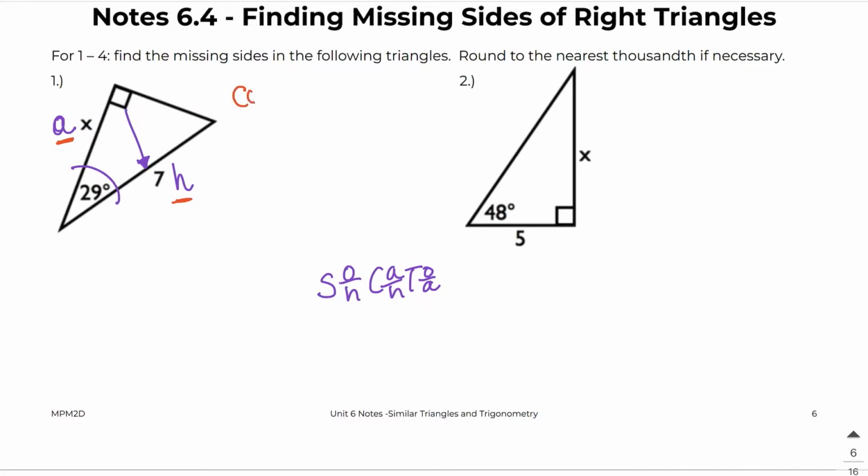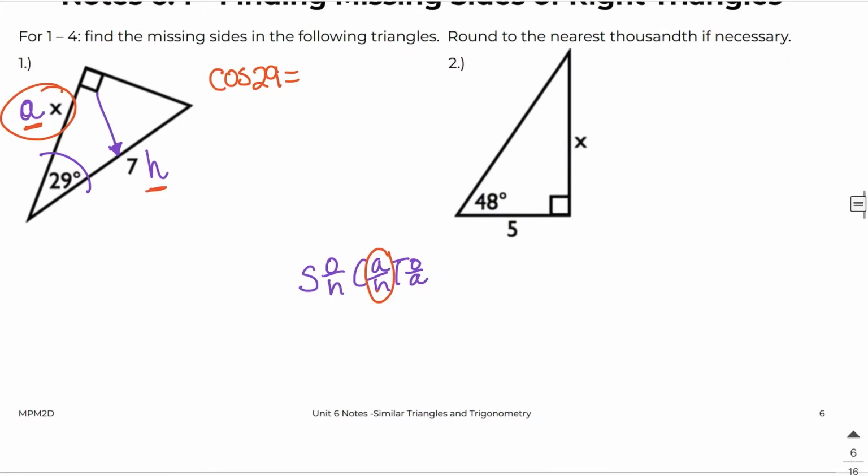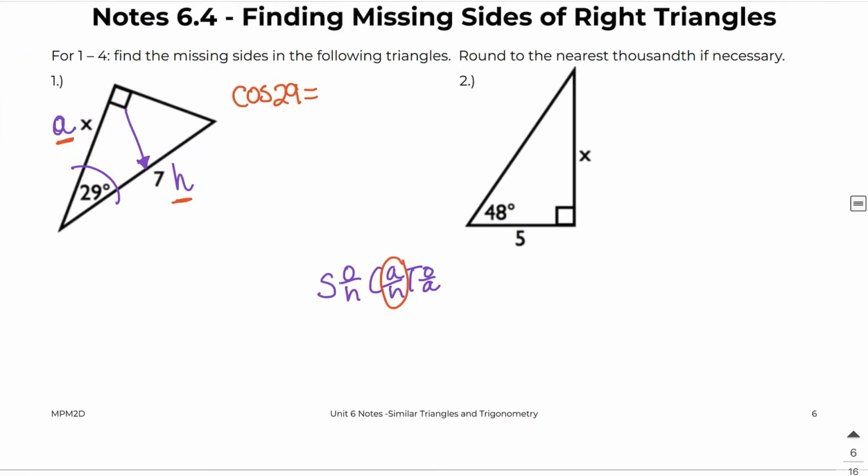So I'm going to say the cosine of the angle that I am given, which is 29, would be equal to, by the way, when you do this, you always have to say cosine of some angle, okay? So cosine of 29 degrees is going to be equal to adjacent, which we know is x, over the hypotenuse, which we know is 7. So I'm going to say it is equal to x over 7.